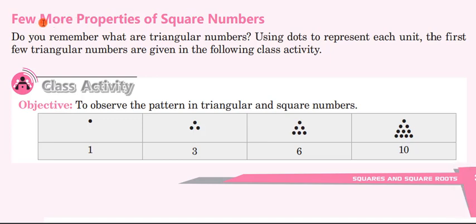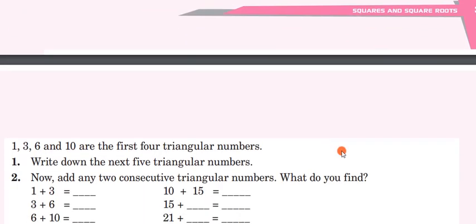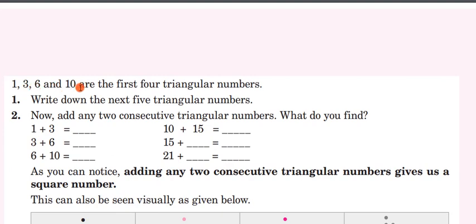So students, now let us see a few more properties of the square numbers. Here, one of the class activities is to observe the pattern of triangular and square numbers. For the number 1 we can prepare a triangle this way. For the number 3, a triangle with 3 dots. For the number 6, again a triangle has been prepared, and for the number 10, again a triangle has been prepared. Now, what we can see here is that the numbers 1, 3, 6 and 10 are the first 4 triangular numbers.